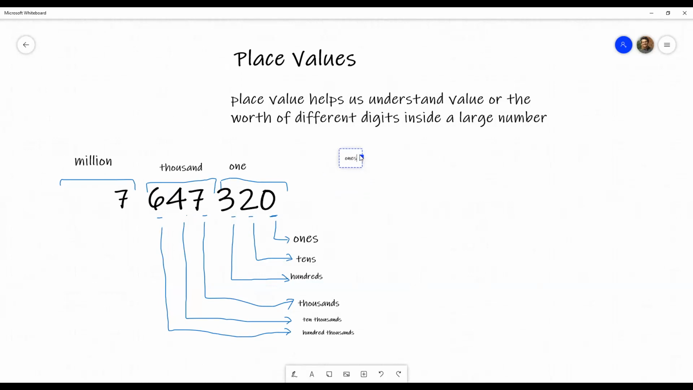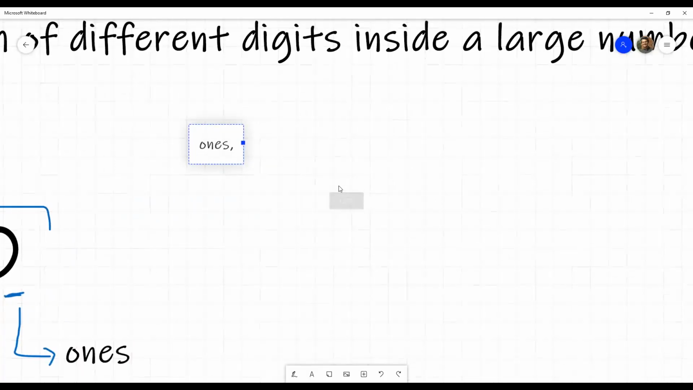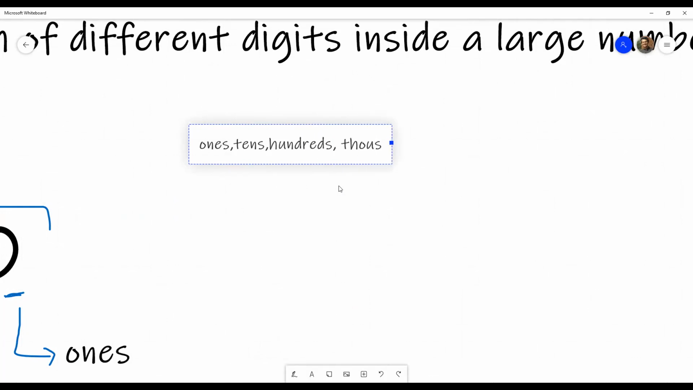First starts with ones. Then tens, then hundreds, then thousands. Then we don't say 10,000s and 100,000s. We don't add it like that. We add millions, then billions, and it keeps on going. So I'll just say etc. Okay.